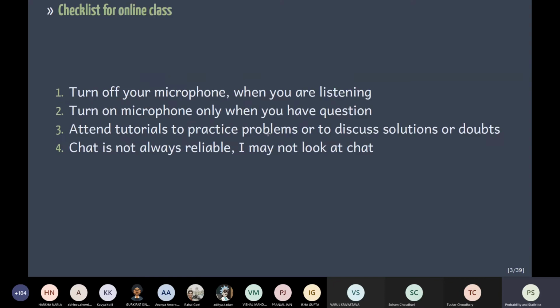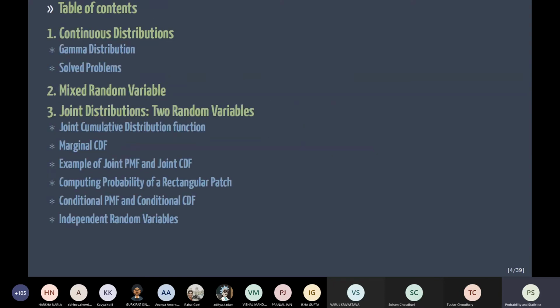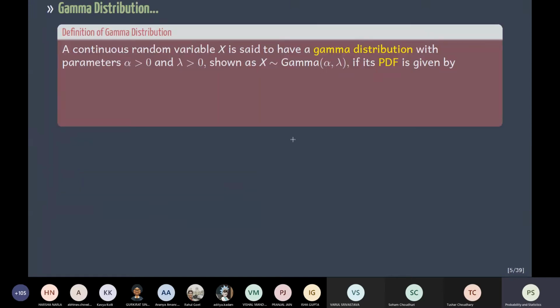So these are the topics for today. Let us dive into it. We were into the gamma function, and we spent some time understanding the gamma function. Now I would like to define the gamma distribution. That was the reason to define the gamma function. So this is the gamma distribution now.